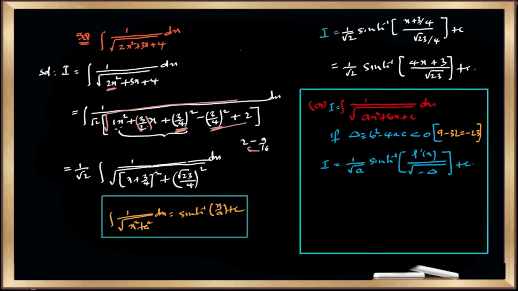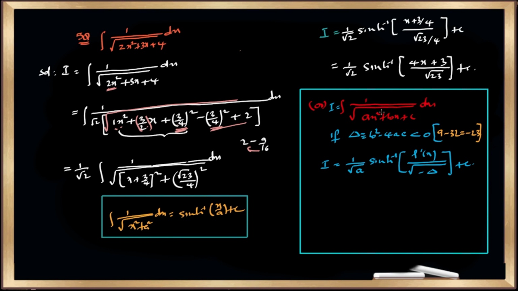If you express this in the form of root over x square plus a square, its integration is sinh inverse of x by a plus c. So 1 by root 2 sinh inverse of x, that is x plus 3 by 4, by a, that is root 23 by 4. So 1 by root 2 sinh inverse, if you take LCM 4, into (4x plus 3), and this 4 gets cancelled, by root 23 plus c.